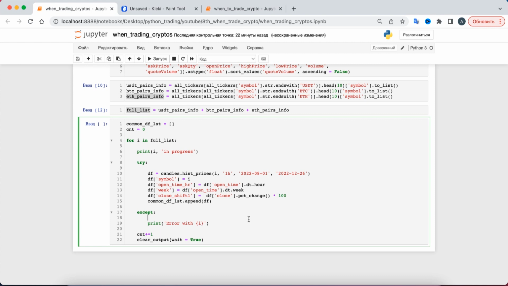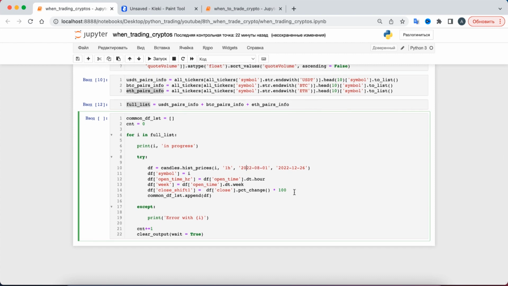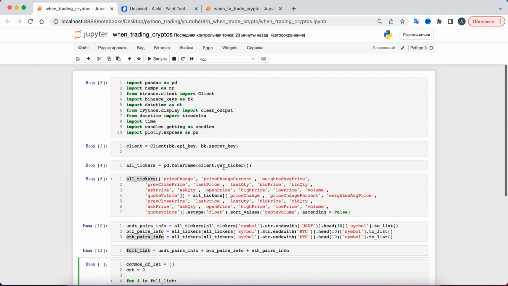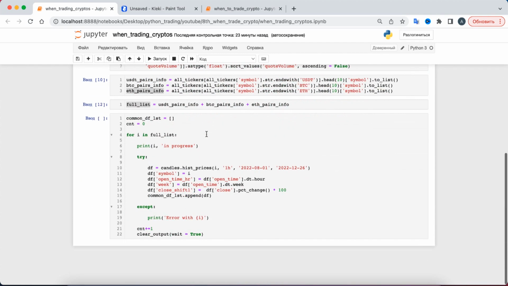Okay, also I need to specify the period of time, for what period I need to have data. As I already said, I use one asset from the full list and pass this information, I mean the candles period that I need and the asset name, to my function, which I earlier imported from a separate Python file.